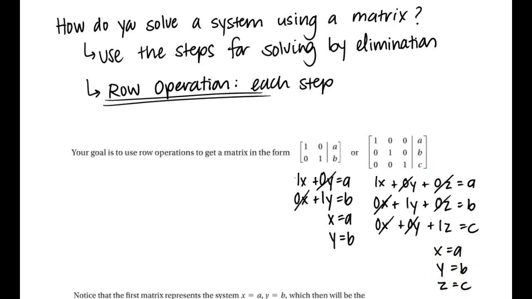So like I said before, the size of the matrix shows you how many equations you're dealing with. And for the first one, we had a 2 by 3 matrix, and the second one, we're having a 3 by 4.